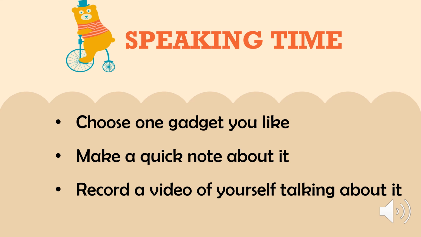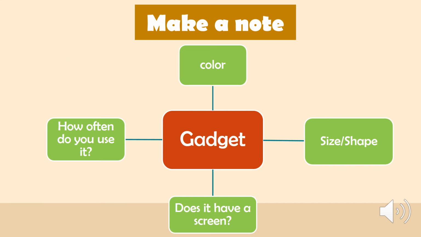What I want you to do, first, you will choose one gadget that you like. You make a quick note about it. And the most important, I want you to record a video of yourself talking about it. Okay? Here, this is a note that I want you to make. You will choose a gadget. Think of the color, the size, or the shape. And you answer my question. Does it have a screen? And how often do you use it?